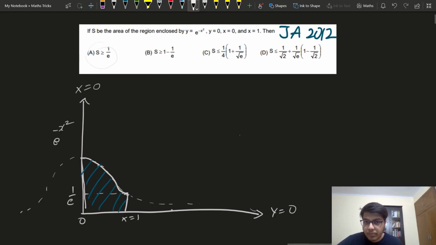Option A. We can see that the area is greater than the area of this rectangle. This rectangle's area is 1 by e into 1, which is 1 by e. So S is greater than 1 by e. This is correct.